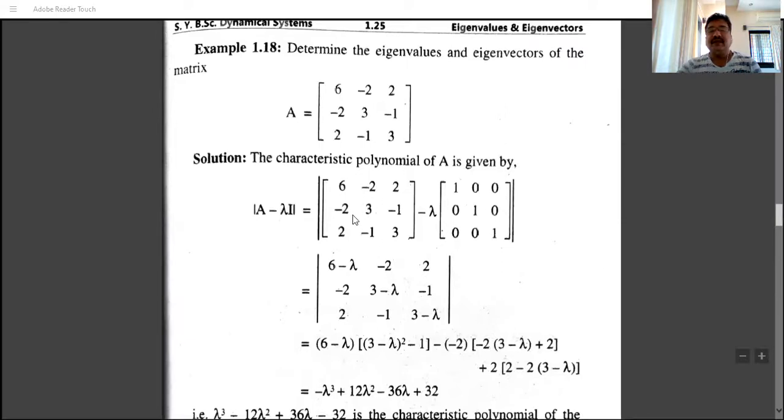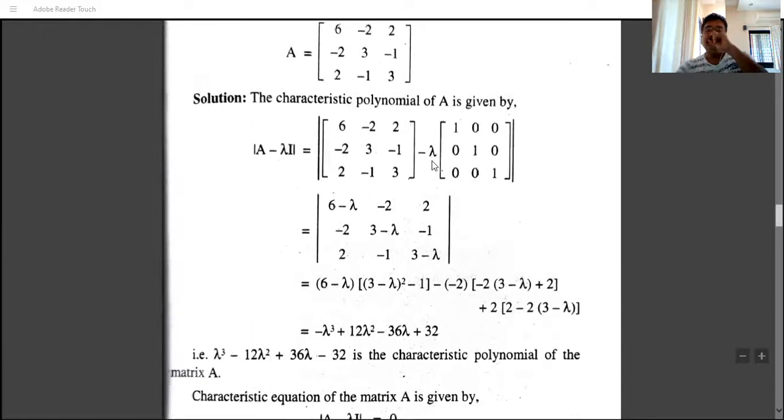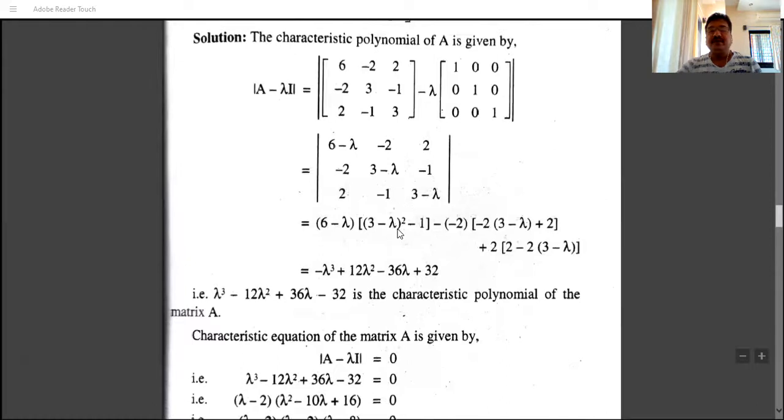So here I is the identity matrix of order 3 by 3: 1, 0, 0, 0, 1, 0, 0, 0, 1. First multiply each element by lambda, so we have the matrix lambda, 0, 0, 0, lambda, 0, 0, 0, lambda. And then subtraction: 6 minus lambda, then minus 2 minus 0 is minus 2, 2 minus 0 is 2. And then we have to find the determinant.